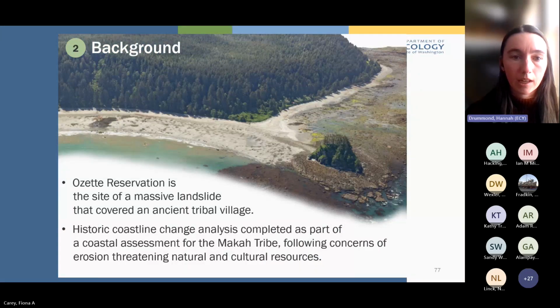This photo is showing that Ozette Reservation area. For anyone unfamiliar, it's the site of a massive landslide that covered an ancient tribal village, estimated to be in the late 1500s. As part of a larger project for the Makah Tribe, we did some erosion or coastline change analysis here following concerns of erosion that might be threatening cultural or natural resources in the area. Next slide, please.